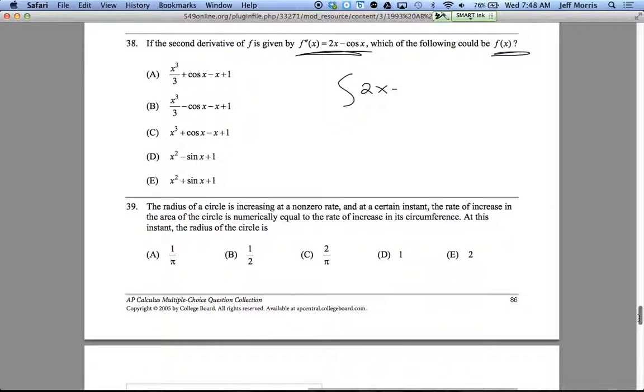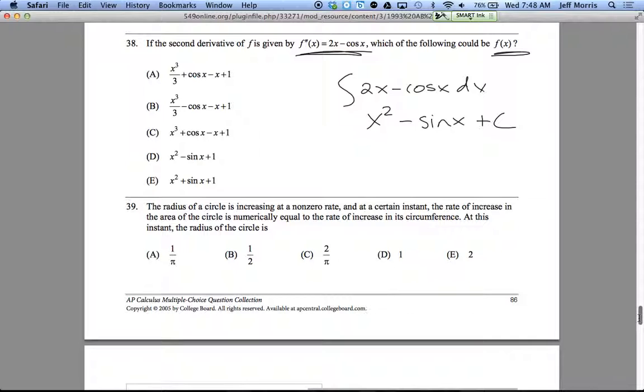2x minus cosine x dx. What's the antiderivative of 2x? X squared. What's the antiderivative of negative cosine x? Negative sine x plus c. So you got this plus c hanging out there.